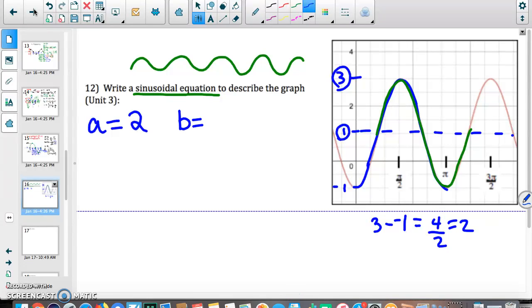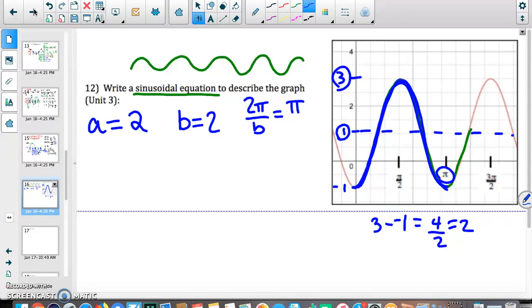My next step is to solve for my b. So I would need to figure out what my period is. So let's look at this cosine graph. That's our easiest one to figure out. It looks like the period is pi. So 2 pi divided by b equals pi. So then b would equal 2, right? 2 pi divided by 2 is pi.